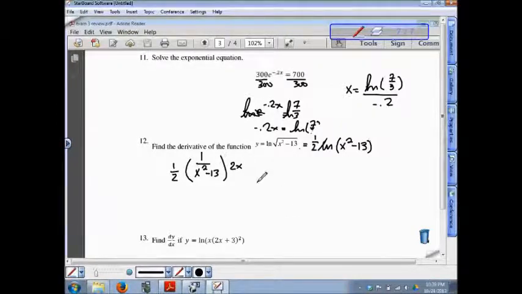Now, simplifying this a little bit, the 2 and that 2 cancel. So we're left with x multiplying the numerator here over the denominator. It's x over x squared minus 13. And that's y prime.